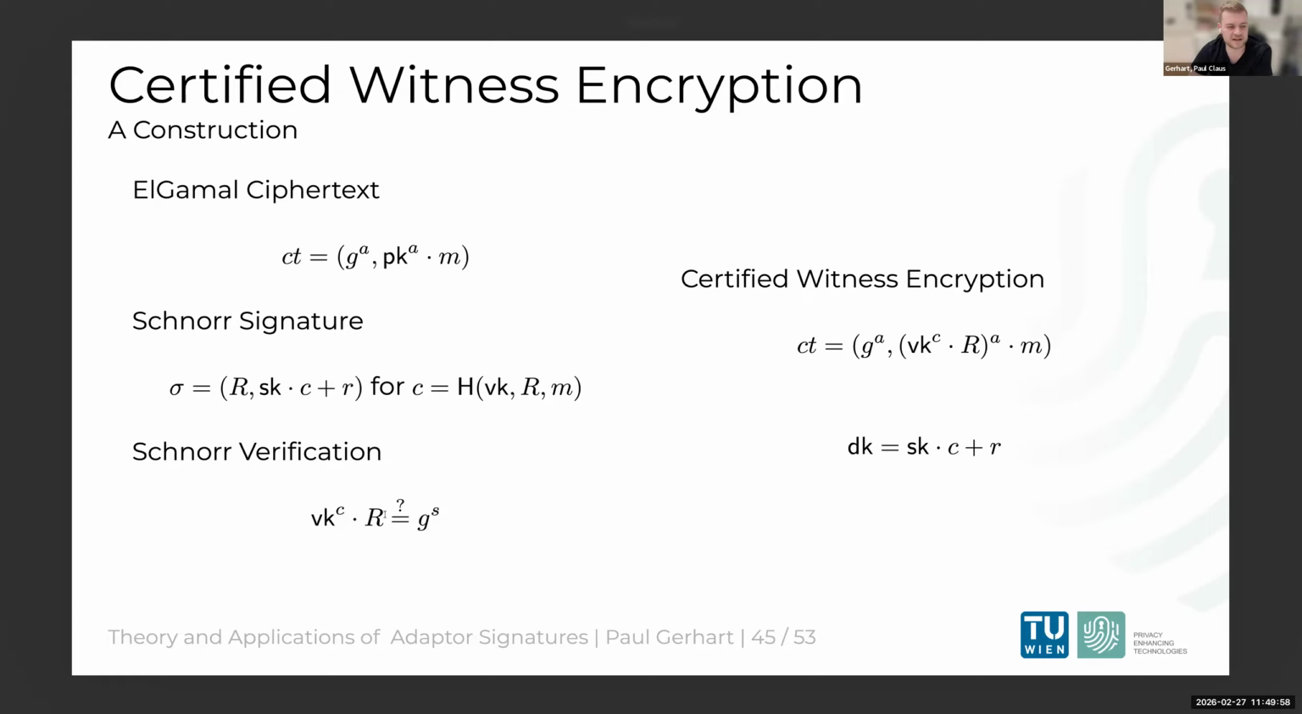So what we simply do is update the ElGamal ciphertext and say, now instead of the public key, or encryption key in this case, we use the verification key of the Schnorr signature to the c times R. And then the decryption key is exactly this s value, which is sk times c plus r. So computing this ciphertext is exactly as hard as computing an ElGamal ciphertext. However, you can encrypt whenever you know c and R, which you know before you exchange partial signatures, and you can decrypt whenever you learn a valid signature. So this witness encryption is strong enough for our application.